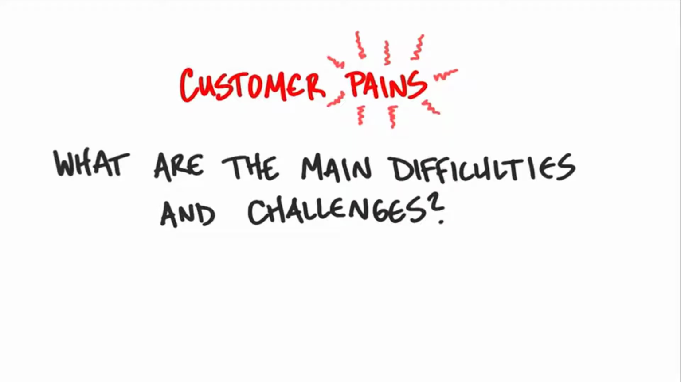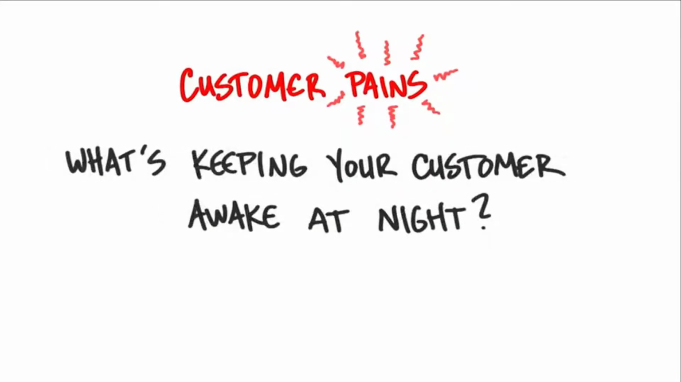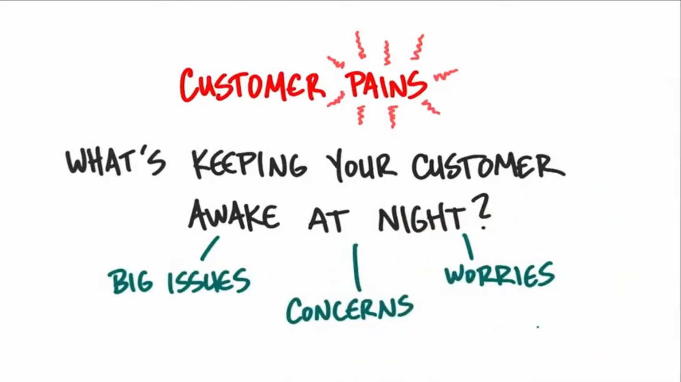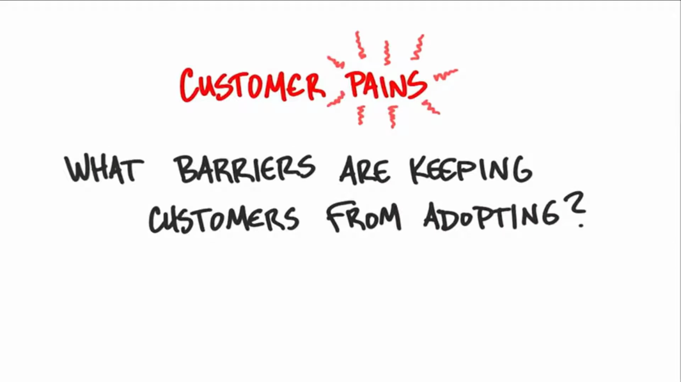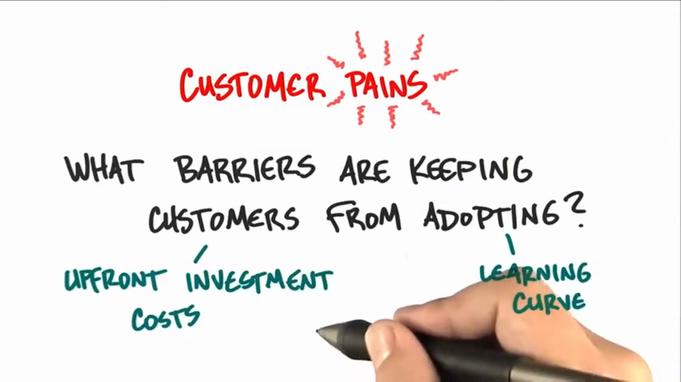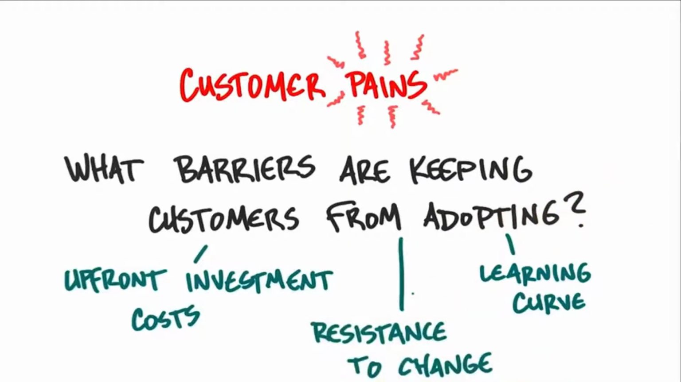And so you want to understand what's keeping your customer awake at night, or maybe conversely, maybe you want to keep them awake at night, but you want to figure out what are their big issues, concerns, and worries. And then finally, the last piece is, what are the barriers to adopting your product? Is it costs too much up front? So maybe you have a pricing issue to decide later. Gee, it takes a long time to learn. Or, we're happy with what we have and it's kind of okay.